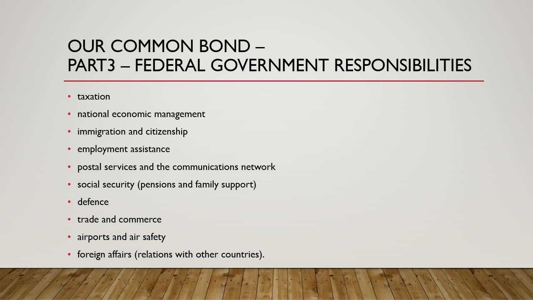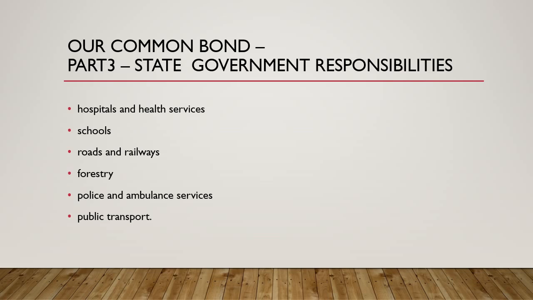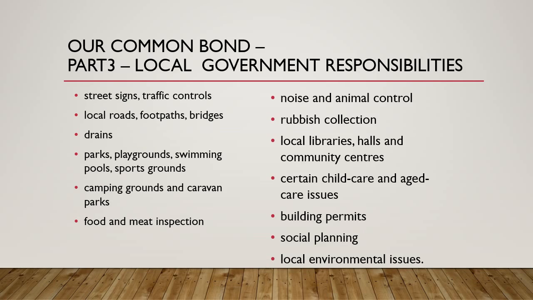You can see we have federal government responsibilities. We have taxation, national economic management, immigration, citizenship, employment assistance, postal services, social security, defense, trade and commerce, airports and air safety, and foreign affairs. Also, state government is responsible for hospital and health services, schools, roads and railways, forestry, police and ambulance service, and public transport. And here you can see what the local government responsibilities are.